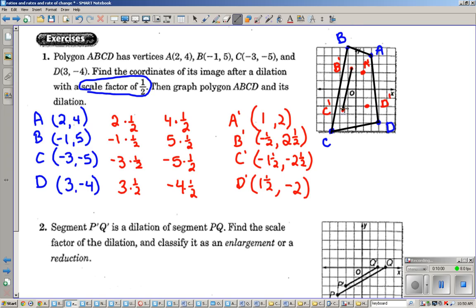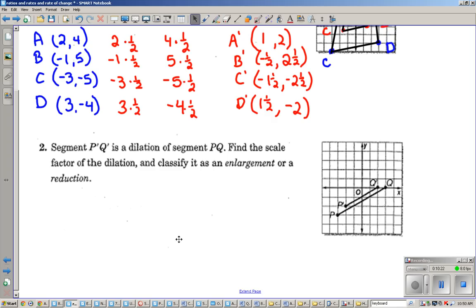Remember, it should be a reduction. It should be smaller than your original. Is it? Yes. Does it look like it's similar, the same shape? Yes. Then you're probably okay. You've done all your mathematics correctly, and you have created your new graph that is dilated with a scale factor of 1/2.